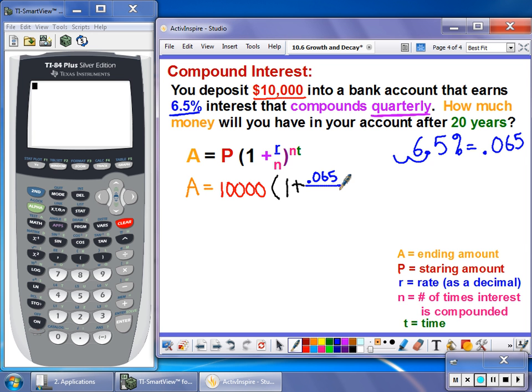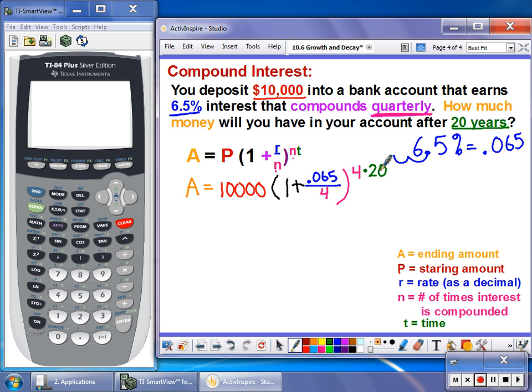And all of this is over N. N is the number of times my interest compounds every year. Right here we're told it compounds quarterly, which means 4 times. So my value for N is 4. So this N down here is going to be replaced with a 4. This N up here is going to be replaced with a 4. And then we want to know after 20 years, so my value of T is 20, so I'm just going to stick that up there too.